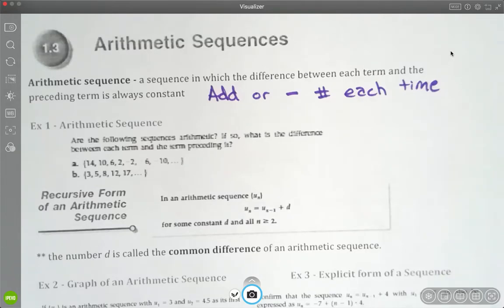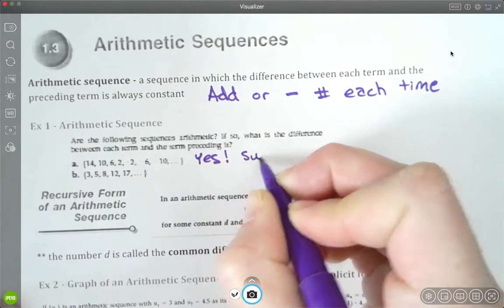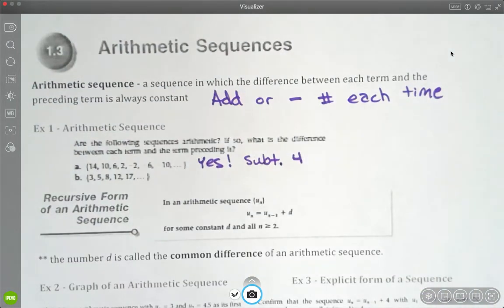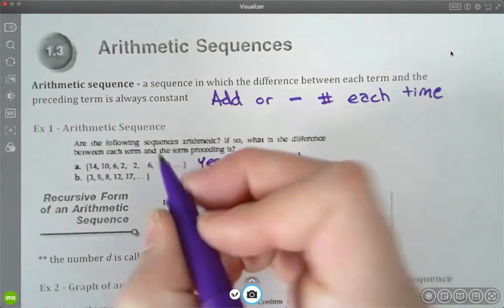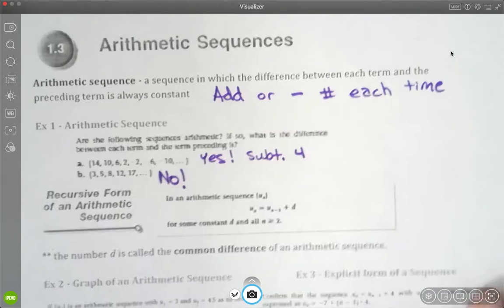So example 1, really easy. Is it arithmetic or not? On A, we're going from 14 to 10 to 6 to 2 to -2 to -6, etc. What is happening? You are subtracting 4 each time, so yes, this is arithmetic. What about B? From 3 to 5, you're adding 2. From 5 to 8, you're adding 3. Adding 4. Adding 5. Arithmetic? No, because it's not the same number that you're adding. Okay? Easy, right?